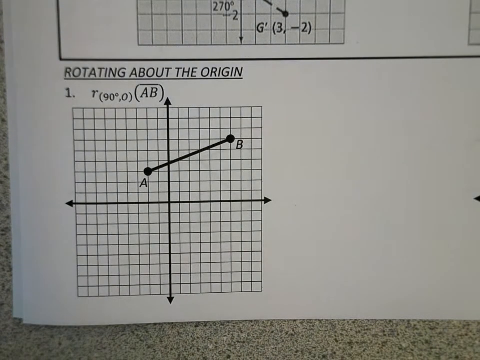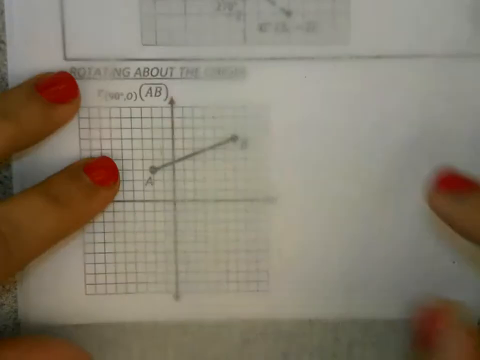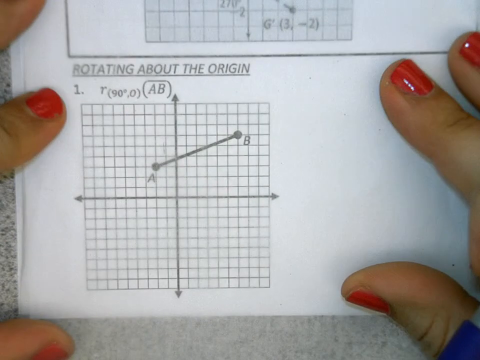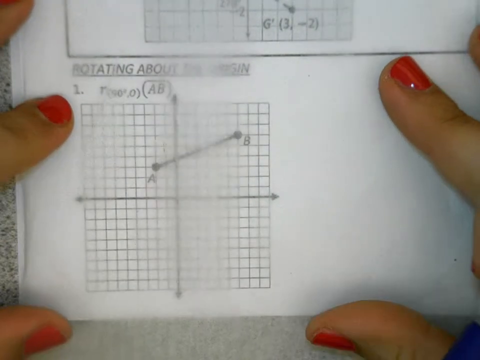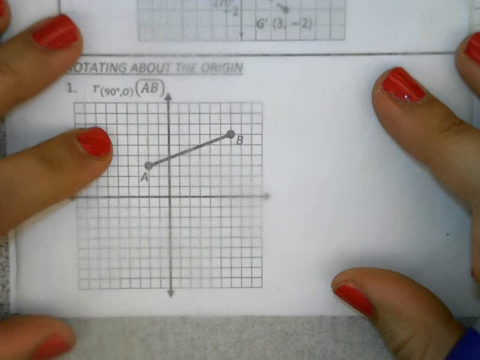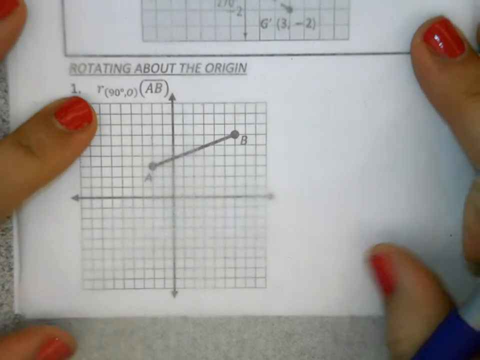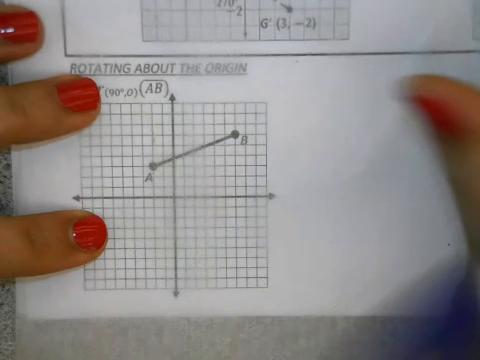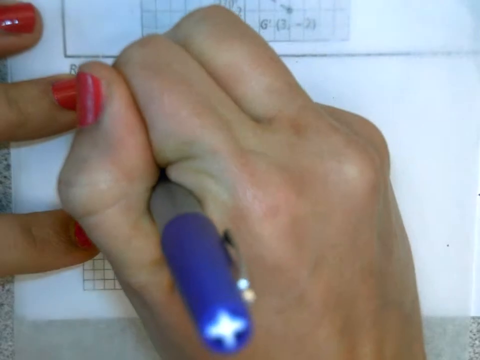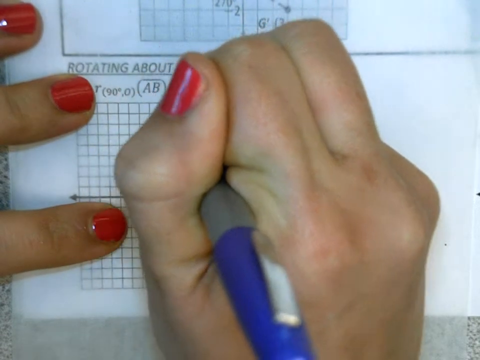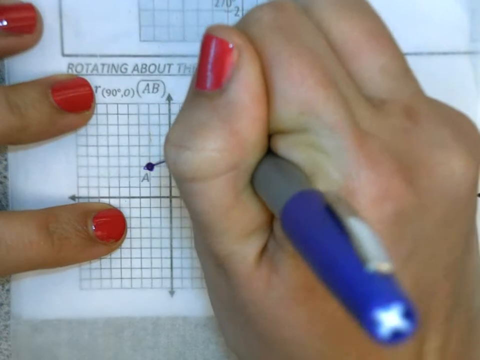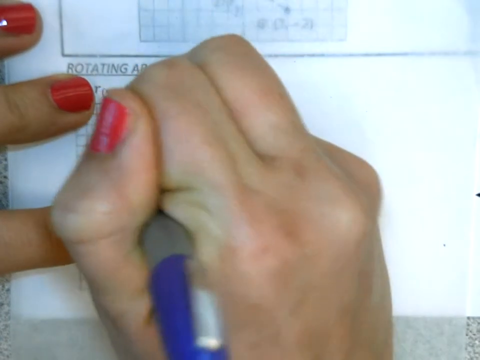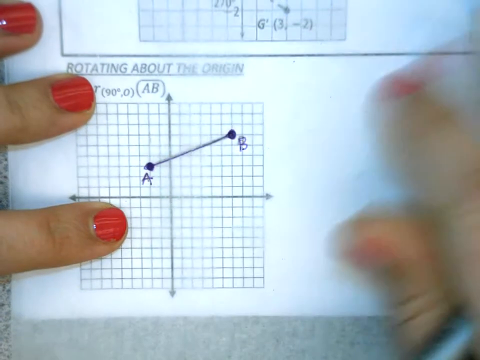Let me use purple. Take your patty paper and put it on top of the graph, and you should be able to see the pre-image underneath, and you're going to trace it. So you're going to trace segment AB onto your patty paper. And I would label the endpoints too. We have A and B.